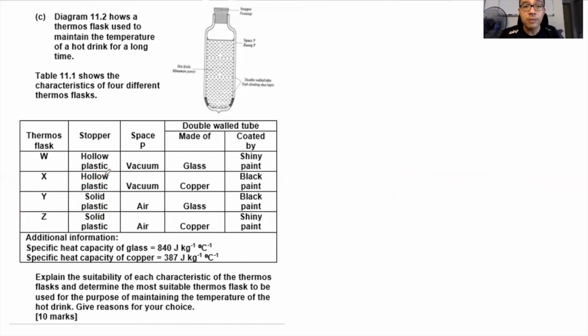Among the space over here, do we want to have vacuum or do we want to have air in this space? Among the double wall tube materials, should we make it using glass or using copper? If we make it using glass, why? If we make it using copper, why? And then the paint over there, do we want to have shiny paint or do we want a thermos flask that has a black paint?